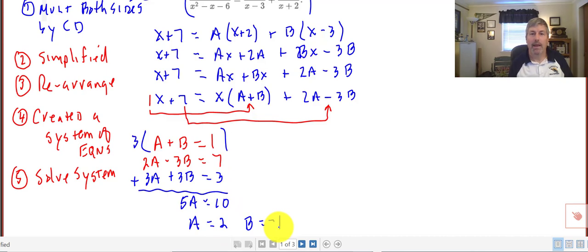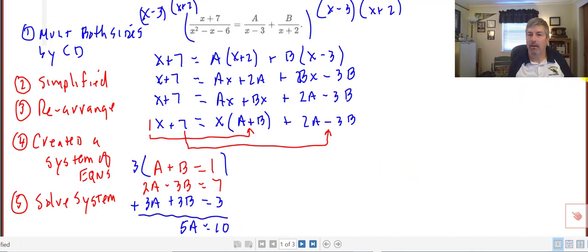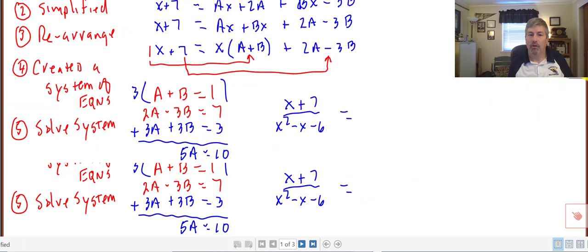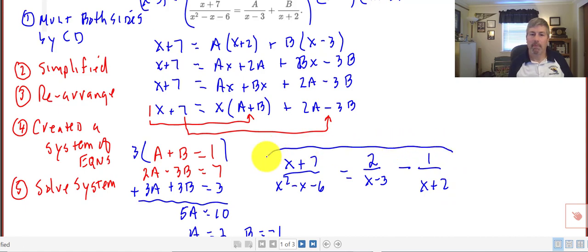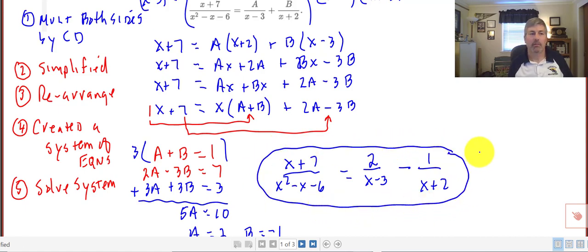So now I know what my A's and B's are, so looking back at my original question, x plus 7 over x squared minus x minus 6 is equal to A over x minus 3, or in this case, 2 over x minus 3, plus B, or minus 1, over x plus 2. So there is my final answer.